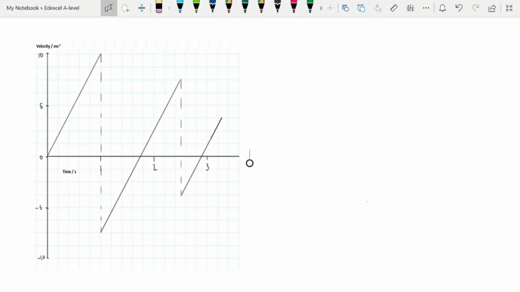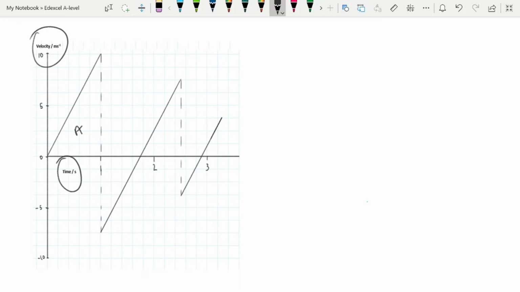You can apply this principle to all kinds of graphs. All you have to do, like I've said before, is look at what's on your x and y axis and think to yourself, if I multiply these things by each other, if I multiply velocity times time, I'm going to get displacement. So you just apply the same thing.